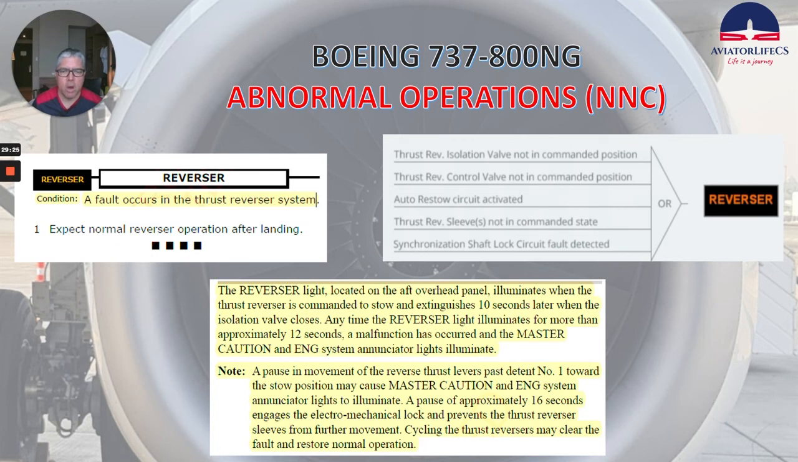Note, a pause in movement of the reverser thrust levers past the number 1 toward the stow position may cause master caution and engine system annunciator lights to illuminate. A pause of approximately 16 seconds engages the electromechanical lock and prevents the thrust reverser's leaves from further movement. Cycling the thrust reversers may clear the fault and restore normal operation.